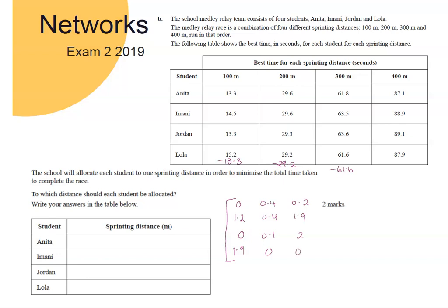And then finally, the 400 meter column, so subtracting 87.1. And so I get 0, 1.8, 2, and 0.8. Okay, so stop and check. Do I have a 0 in every row and every column? I don't have one in this second row here, but I do in the first, third, and fourth.